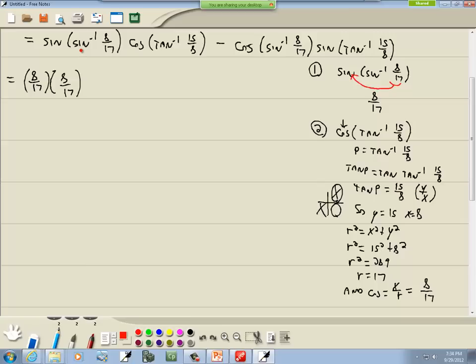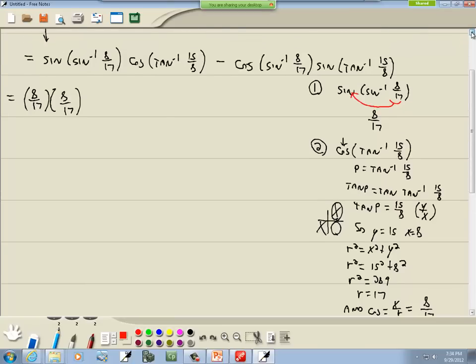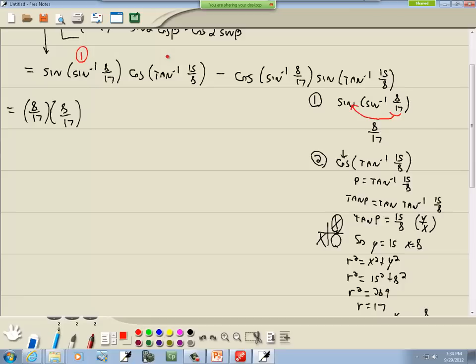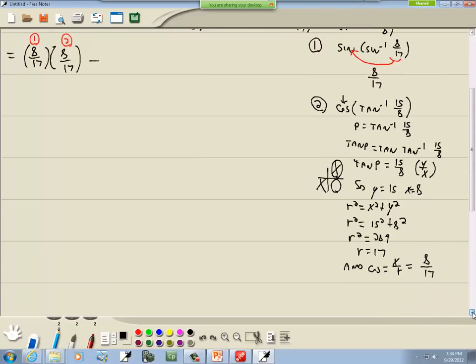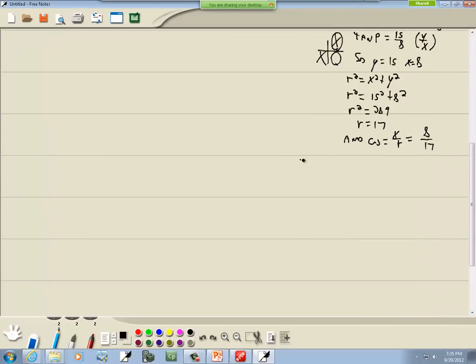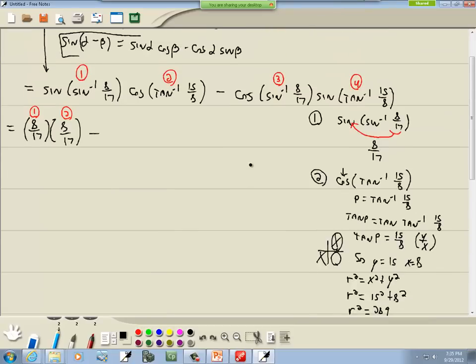Again, what I'm doing, this is 1, this is 2, this is 3, and this is 4. So we just found this value, we just found this value. Well, now we need to find our third one. Okay, so we got 8/17.